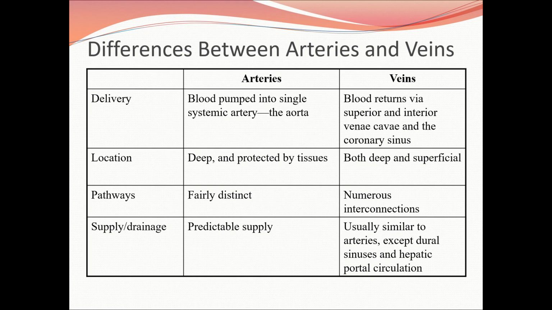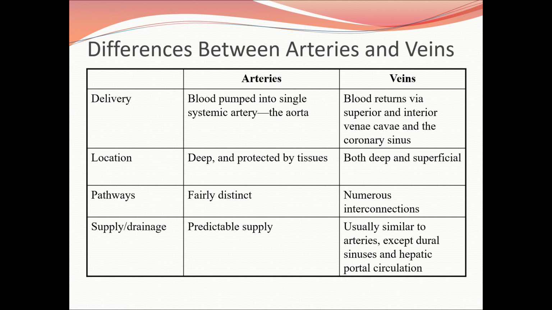This table shows the difference between arteries and veins. There are 4 things that are looked at here: delivery, location, pathways, and supply/drainage. For delivery, the arteries pump blood into a single systemic artery, the aorta, and in veins, the blood returns to the heart via the superior and inferior vena cava and the coronary sinus.